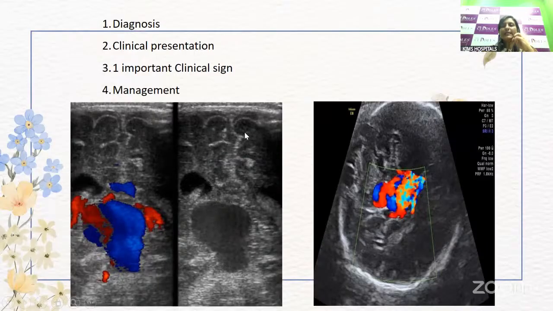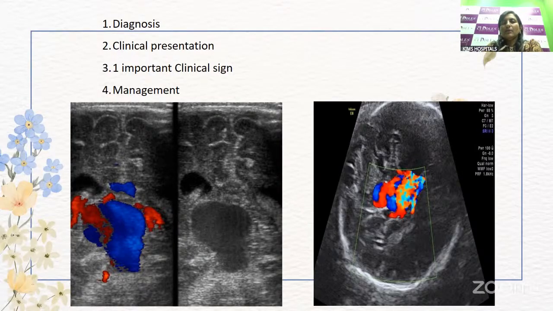So coming to the next one, what is the diagnosis here? And the clinical presentation of this condition. So the diagnosis here is vein of Galen malformation, which is better known as the median prosencephalic vein malformation. It can present either antenatally or postnatally with high output cardiac failure. The clinical signs which are seen are tachycardia, bounding pulses, hepatomegaly, shock, and the most important clinical sign is a bruit in the cranial region.